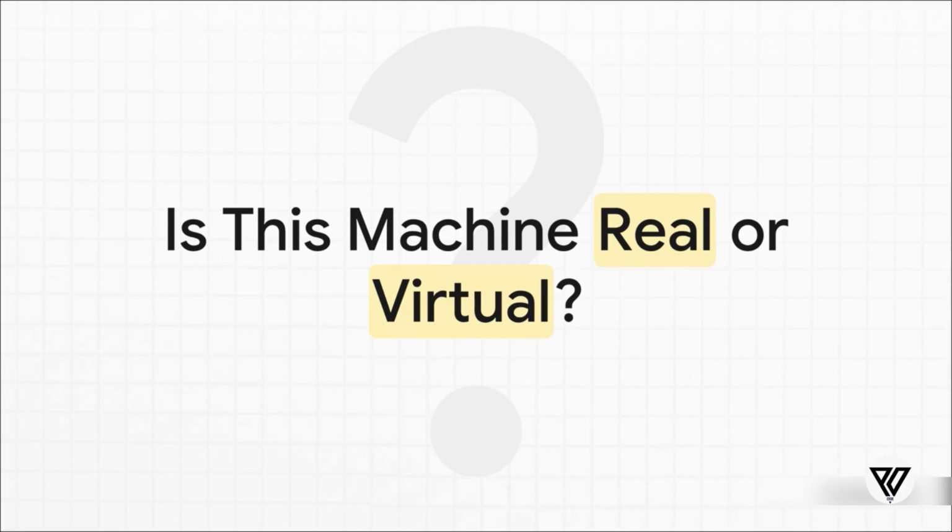So, here's the big question we're tackling. On the surface, a virtual machine and a physical one can look pretty much identical. But if you know where to look, they leave behind all sorts of digital fingerprints that give away the truth. And believe me, knowing how to find them is way more important than you might think.